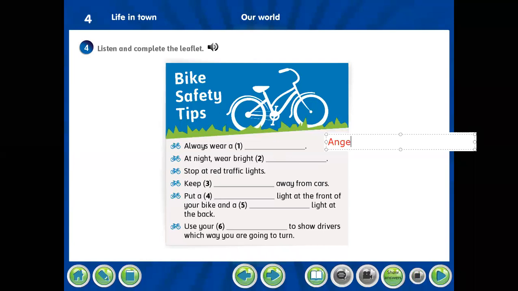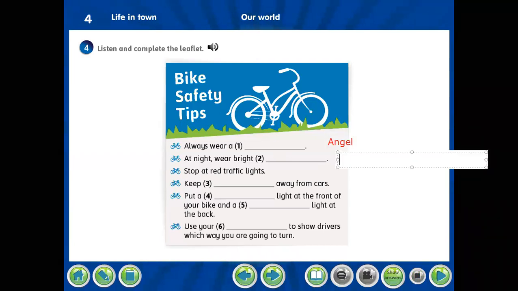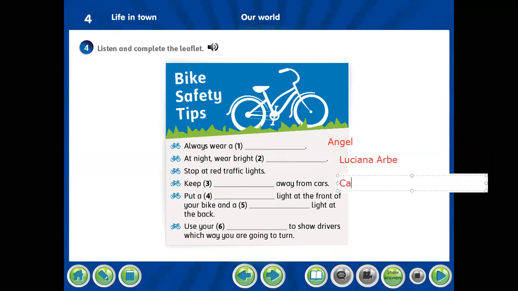Angel, please, you the number one. Pay attention. Luciana Arbe, Luciana, you complete, please, the number two in the chat, okay? Complete in the chat. The number two, okay? Camila Baltazar, please, the number three. The same. If you had problems with the microphone, in the chat, complete in the chat. Okay?